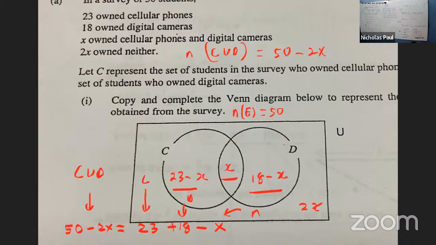We have to work it out now. So I go to the corner here, I'm bringing all the x's on one side. Minus 2x plus x is equal to 23 plus 18. That's 41 minus 50. So I am getting minus x is minus 9, or x is 9. Anybody get x is 9? Yeah? So the answer is x is 9.